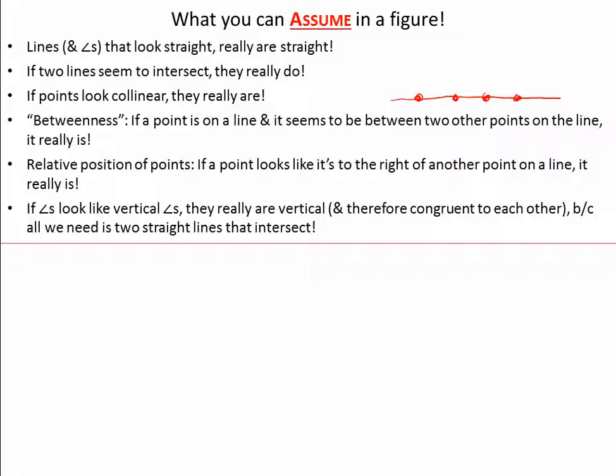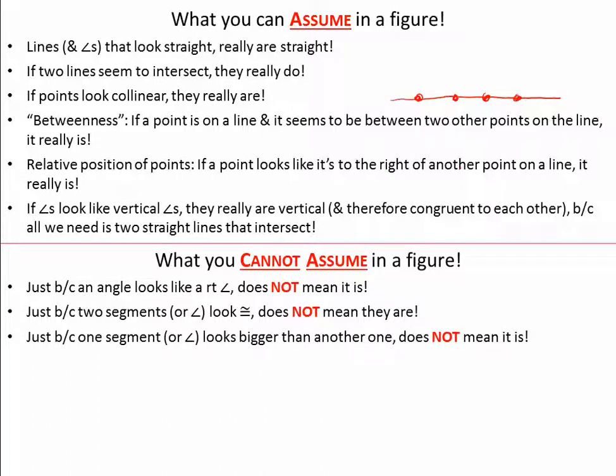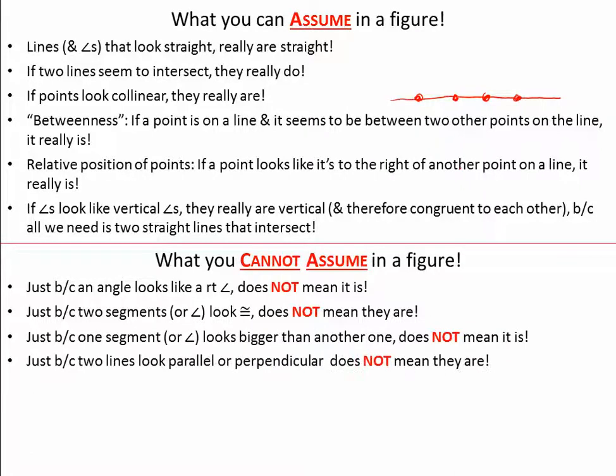If angles look like vertical angles, they really are vertical, and therefore they are congruent to each other, because all we need is two straight lines that intersect to create vertical angles. Now, what you cannot assume in a figure: just because an angle looks like a right angle does not mean it is. Okay, so never assume it's a right angle unless the picture tells you so. Just because two segments or an angle look congruent does not mean that they're congruent. Just because one segment or angle looks bigger than another one does not mean it is. You got to do the math.